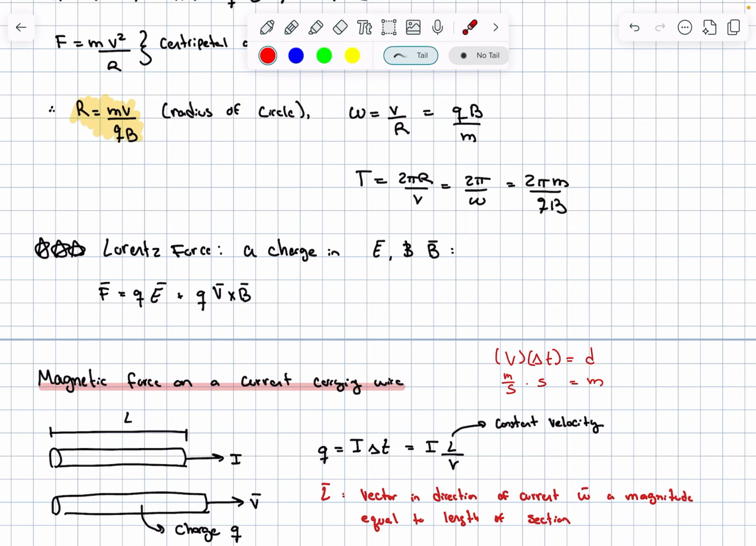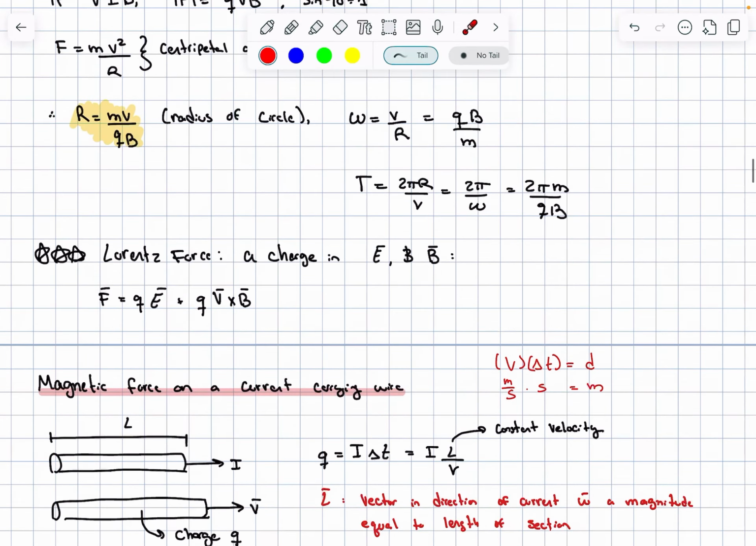In the next video, I'll talk a bit about torque and magnetic force on a current carrying wire.